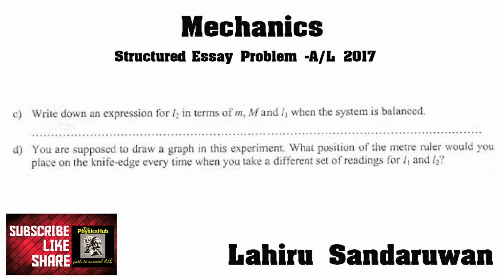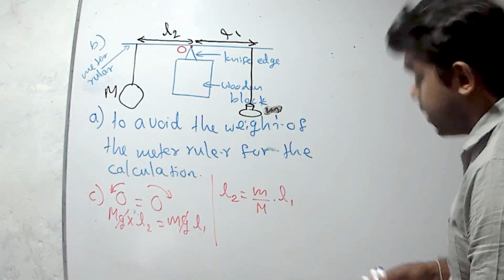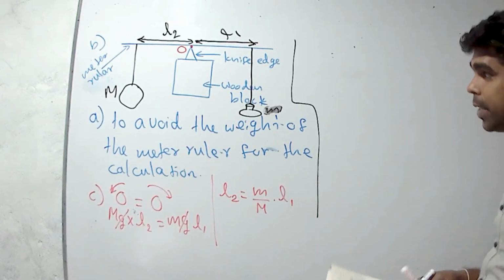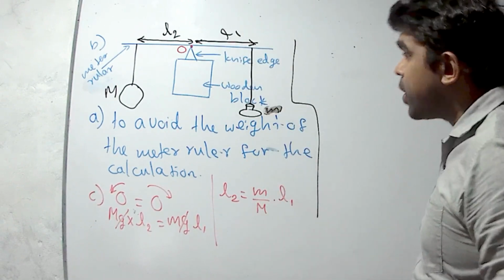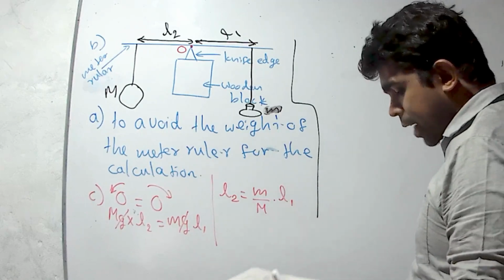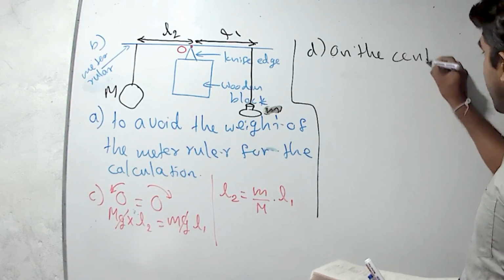Then part D. You are supposed to draw a graph in this experiment. What position of the meter ruler would you place on the knife edge every time you take a different set of readings L2 and L1? We have to place the meter ruler such that the center of gravity of the meter ruler is on the knife edge. Then we have to write: center of gravity.